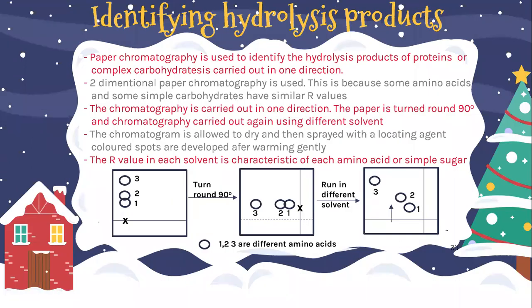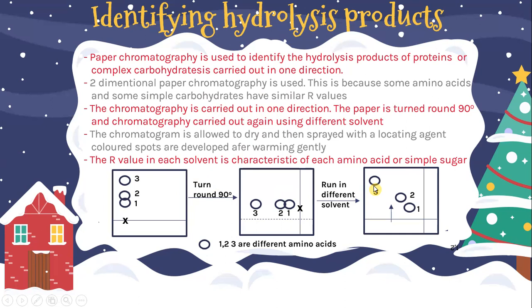And finally, we have identifying hydrolysis product. So, above is a description of the diagram below. Paper chromatography is used to identify the hydrolysis products of protein or complex carbohydrate. Two-dimensional paper chromatography is used, and this is because some amino acids and some simple carbohydrates have similar Rf values. The chromatography is first carried out in one direction.